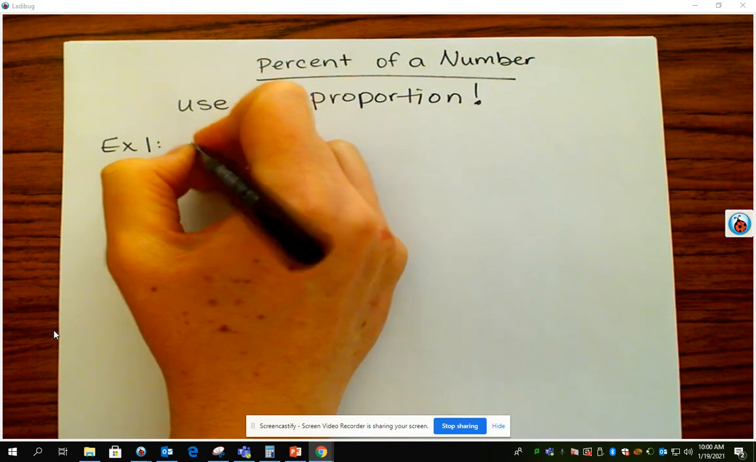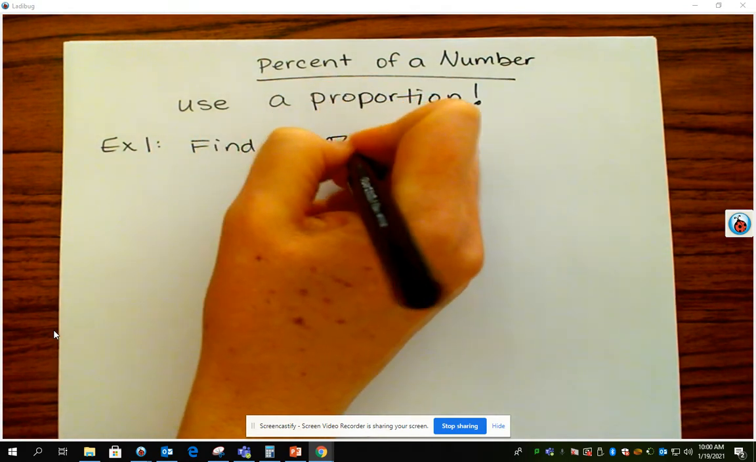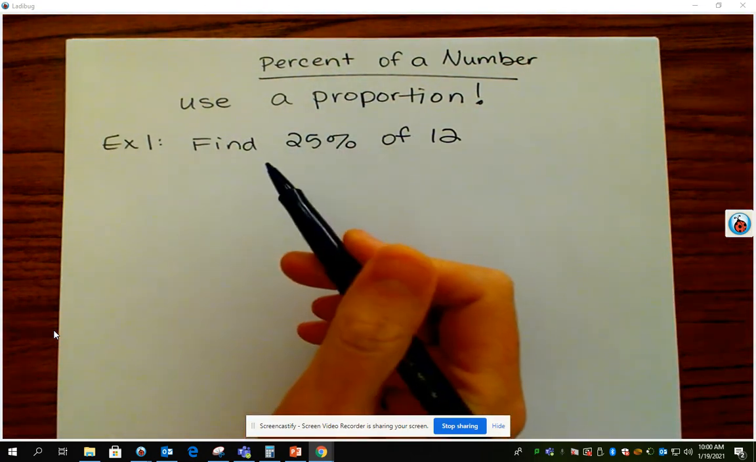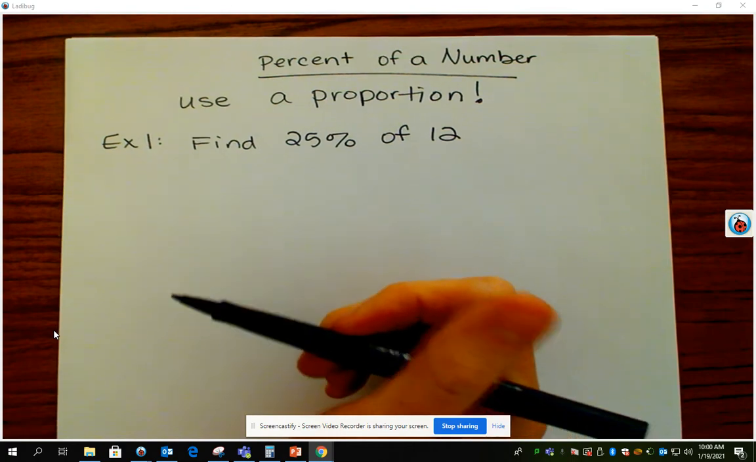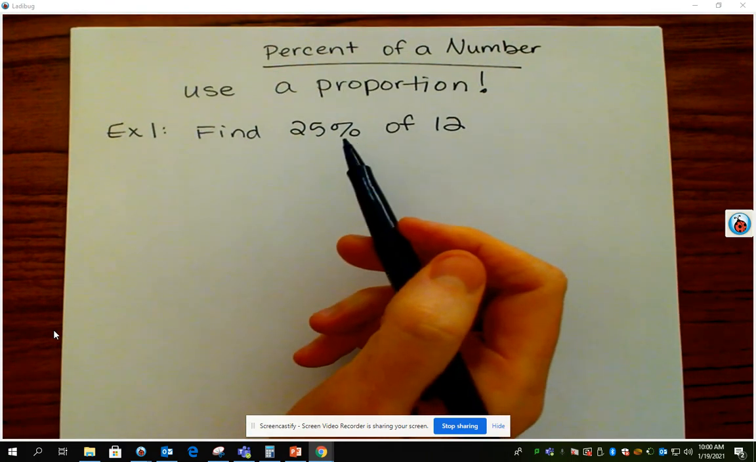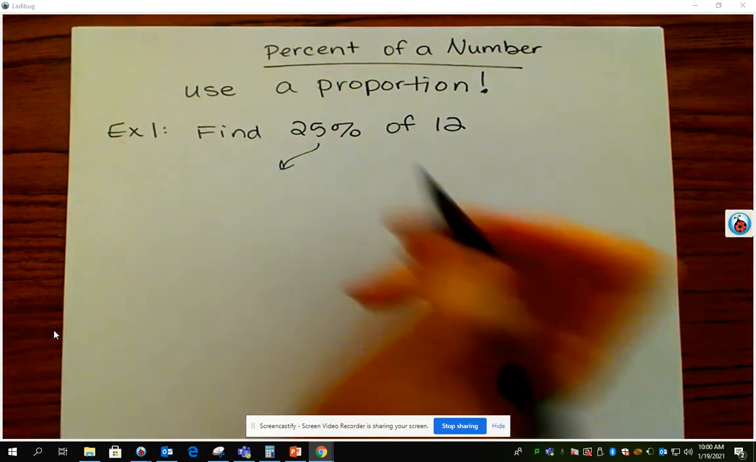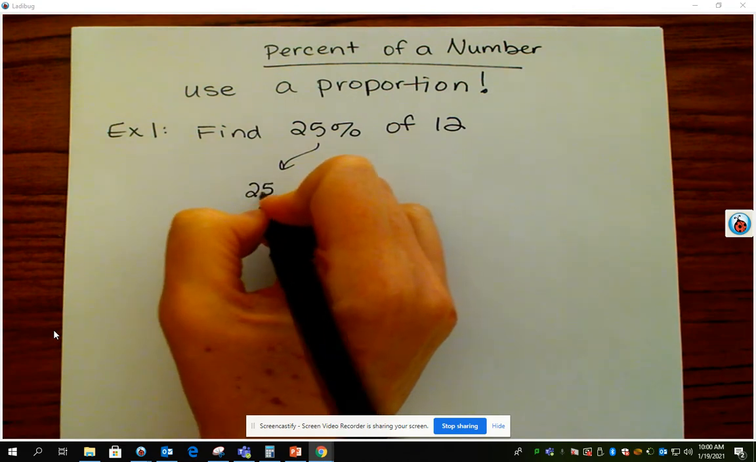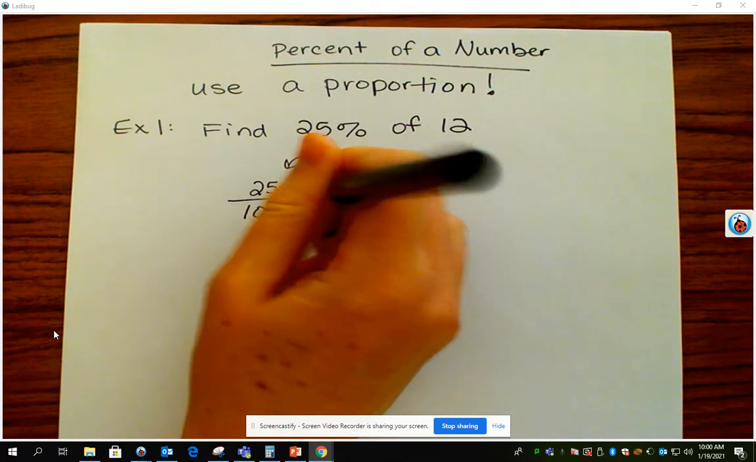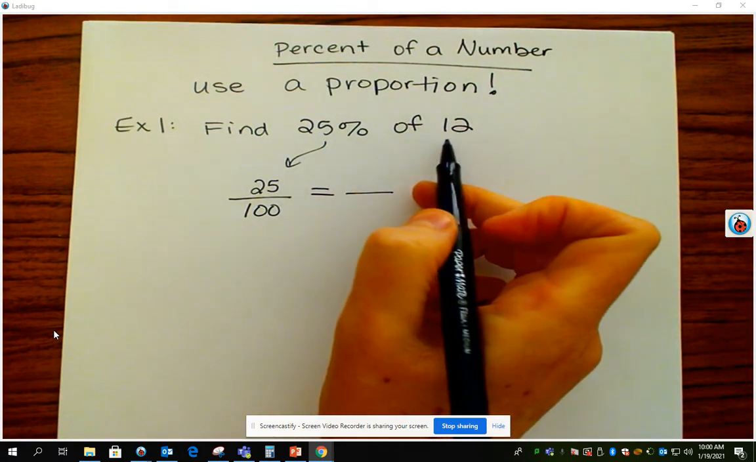Say that we're asked to find 25% of 12. Now we could do it the old way, we can multiply by 0.25, but I want to show you how to set up a proportion because as we get into more difficult ones, you're going to use that skill. So I can represent 25% as 25 per 100, right? That's half of my proportion. And then on my other side, I just need to decide where 12 goes.